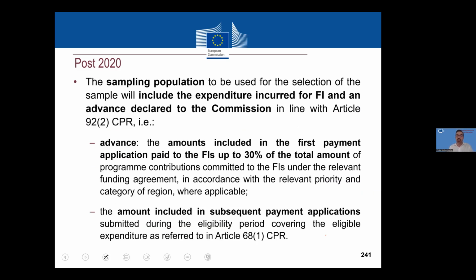The sampling population to be used for the selection of the sample will include the expenditure incurred for the financial instrument and advance declared to the Commission. The advance includes the amounts included in the first payment application paid to the financial instruments up to 30% of the total amount, and the amount included in subsequent payment applications submitted during the period covering the eligible expenditure. So we have this advance and we have the incurred expenditure.